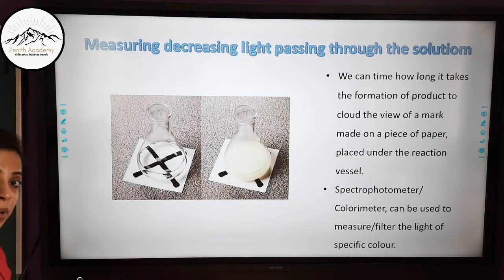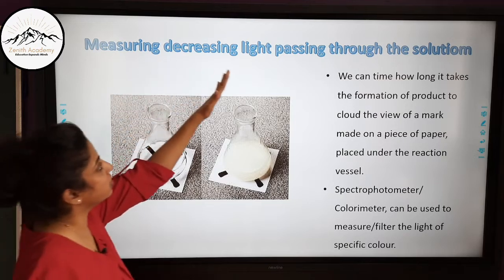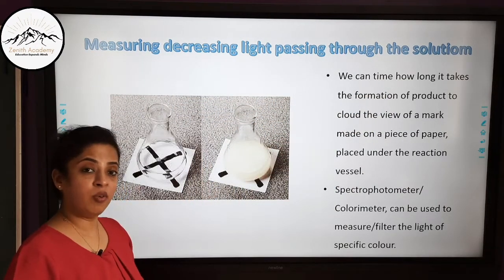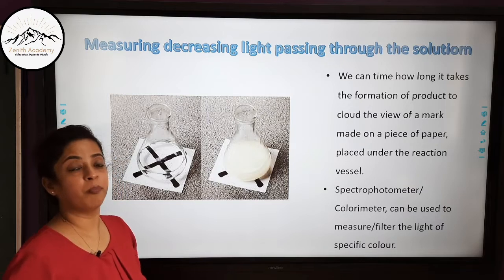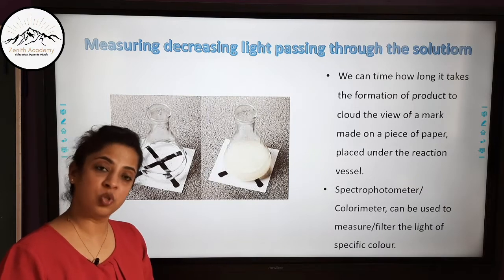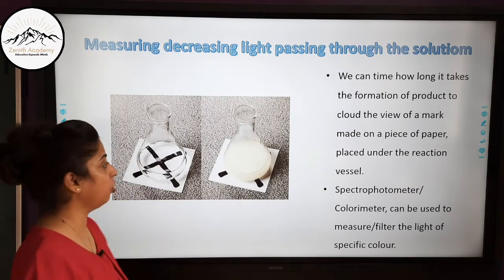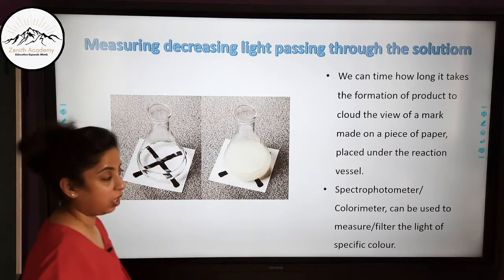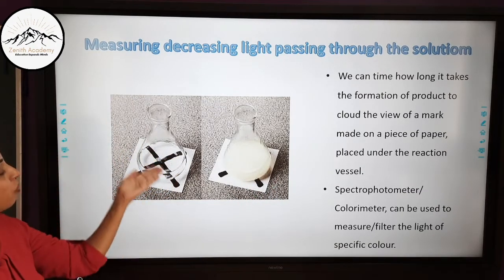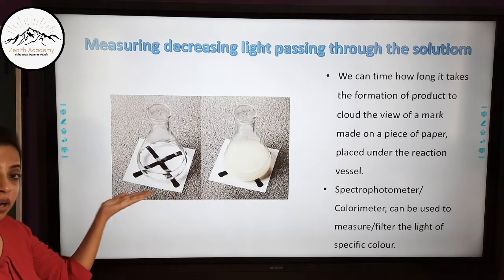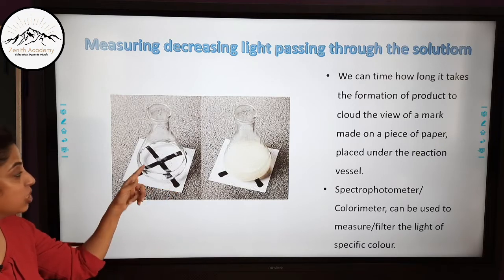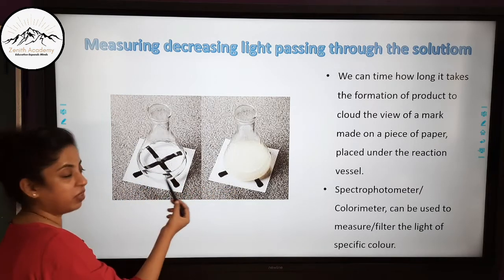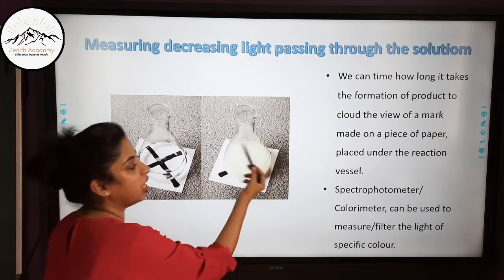Now the third method is measuring decreasing light passing through the solution. Students, in many reactions the product that is formed is insoluble and hence it precipitates out. So here if you see, it has become cloudy. That is why the cross mark that we have made on the paper, which has been kept below the flask, is visible here, but it is not visible here. This is the start of the reaction and this is the end of the reaction.